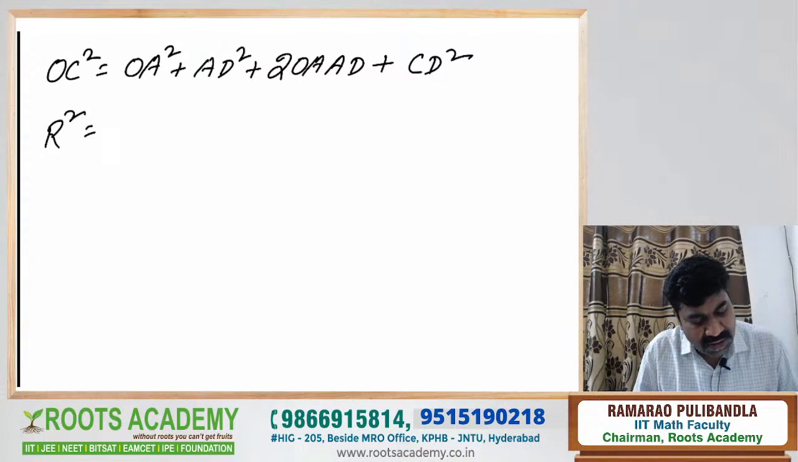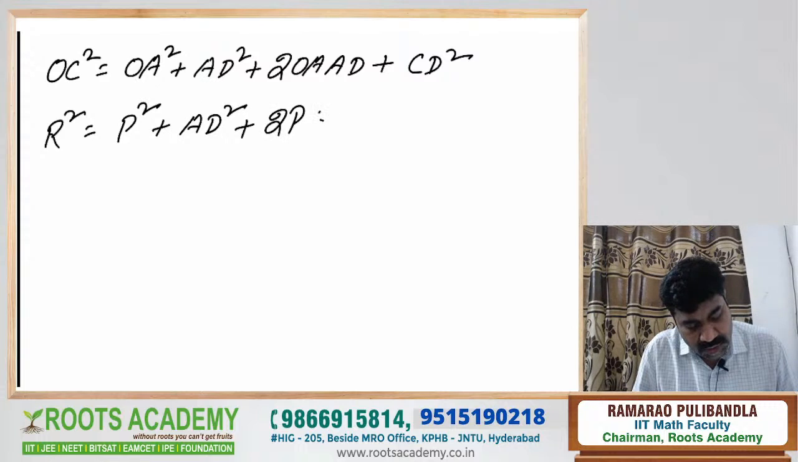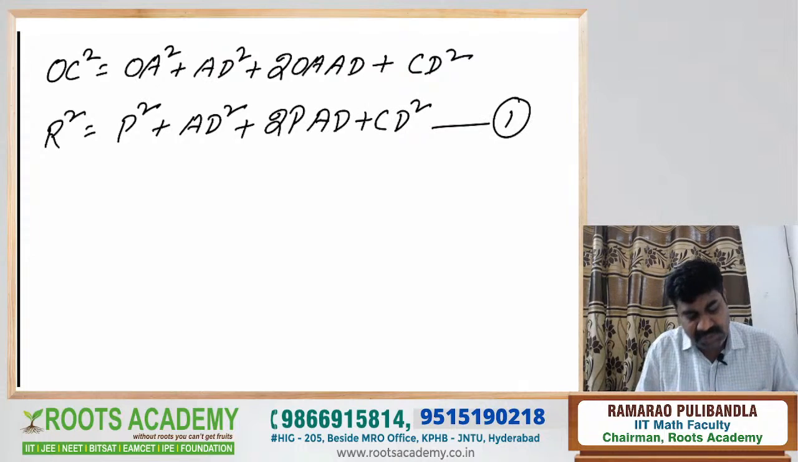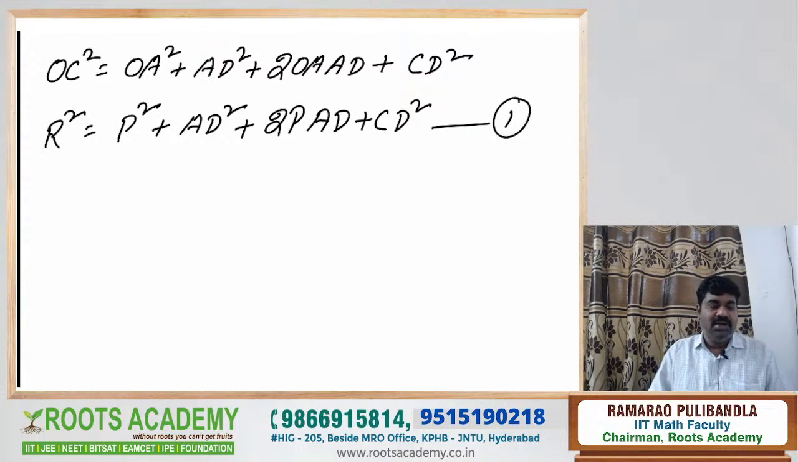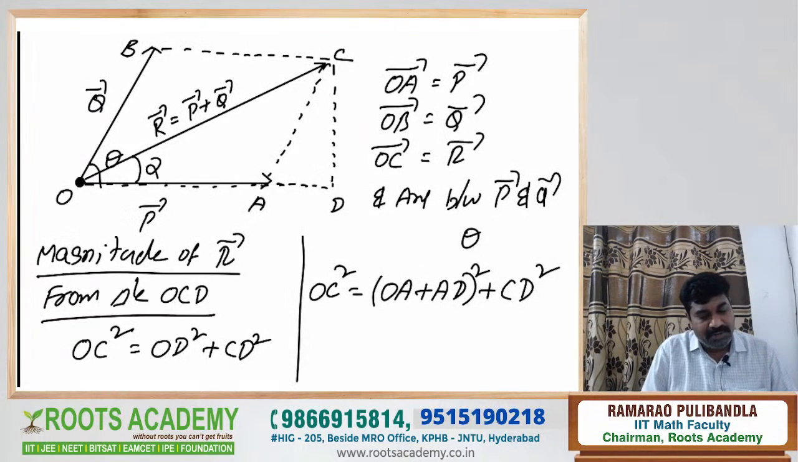R square is equal to P square plus, we don't know about the AD value, plus 2P into, we don't know about AD value and CD square value. This is taken as equation number 1. Now we want to find what is the AD value and what is the CD value.